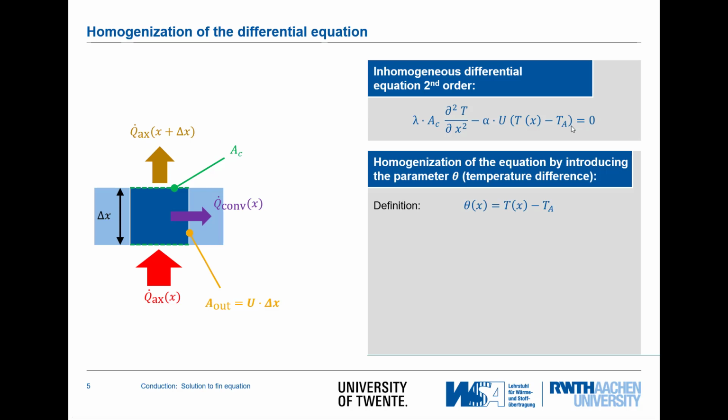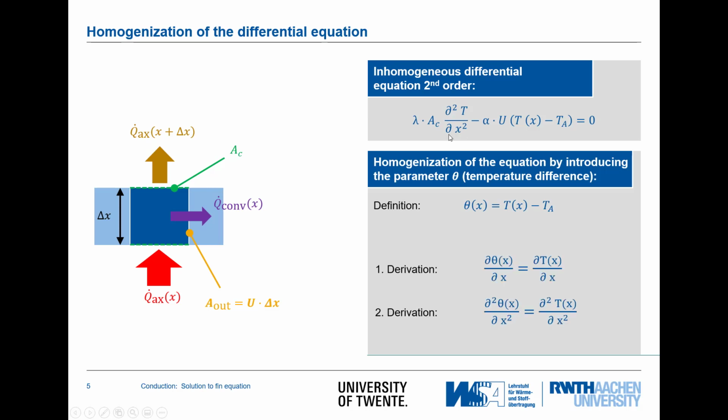How to do that? First of all, we have to define a new parameter, and we call this parameter theta, like the temperature difference. This parameter theta comprises the temperature T of x minus the ambient temperature. In this way, if we plug in the parameter here, we see that we get rid, of course, of this parameter that is a constant here. But what happens with the term d squared T dx squared? How can we replace this?